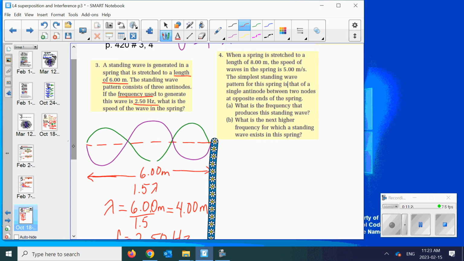Okay. Number 4. When a string is stretched to a length of 8 meters, the speed of the waves in the string is 5. I'm going to actually write beside this one, that's my speed, velocity. The simplest standing wave pattern for this string is that of a single antinode, one loop, between 2 nodes at the opposite ends of the string. They give both pieces of information. They didn't have to. I'm going to just draw this before we start. 5 meters per second, but it's a length of 8.